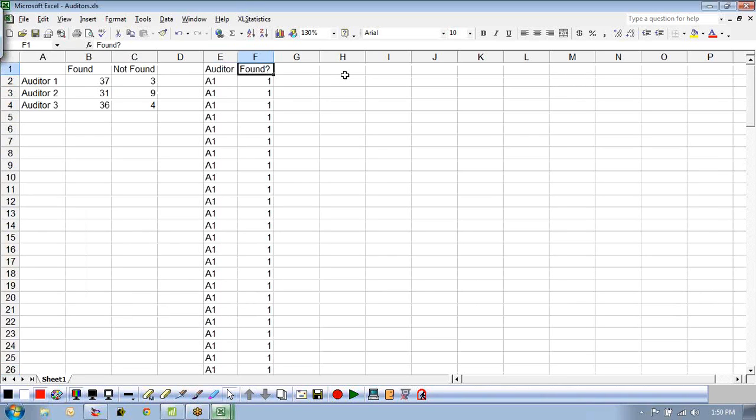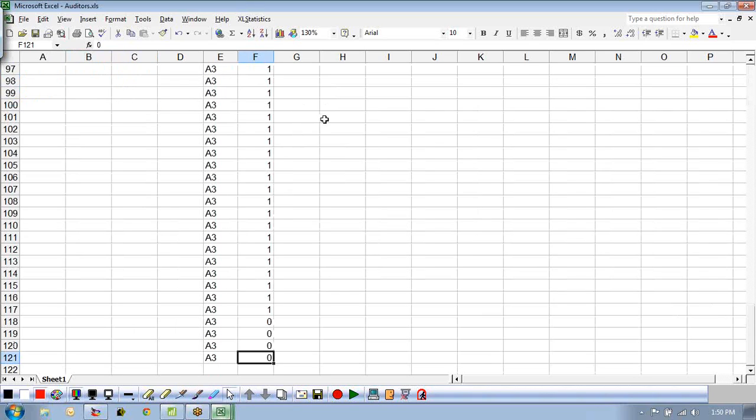And then to put in the right ones and zeros, one for yes, I found that error, or not, I'm simply filling in the data right here. So I'll have 37 ones and 3 zeros for auditor 1, 31 ones and 9 zeros for auditor 2, and so forth. If you look at that, that's what I've done right here. I'm just going to scroll up. There's my zeros for A2. There's my zeros for A3. See, there's only 3 of them for A1.